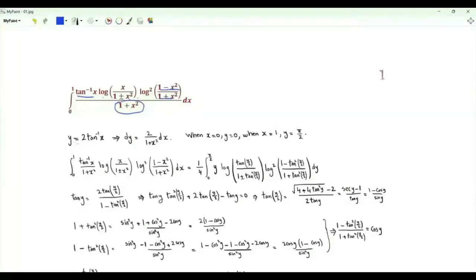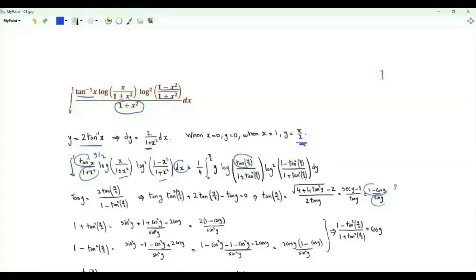Let's do the change of variables y equal to 2 times the inverse tangent of x. dy is 2 dx over 1 plus x squared. y is 0 when x is 0. When x is 1, y is twice the inverse tangent of 1, that's pi over 2. Every x here and there is replaced by tan(y/2). The inverse tangent of x is y over 2. dx over 1 plus x squared is dy over 2.